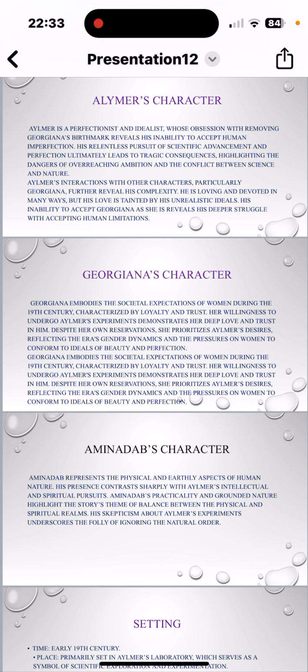And we have Georgiana's character. Georgiana embodies the societal expectation of women during the 19th century. She was loyal and trusting, obviously, and she represents, as I said, societal expectation. Her acceptance of Aylmer's experiments shows her love and trust, in the way that she can be supportive of her husband.